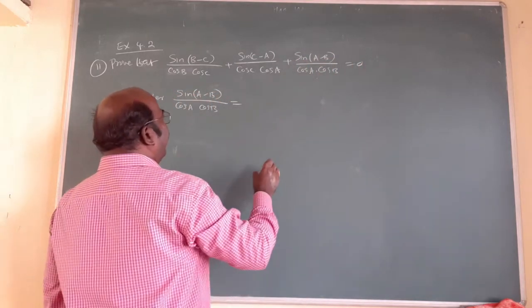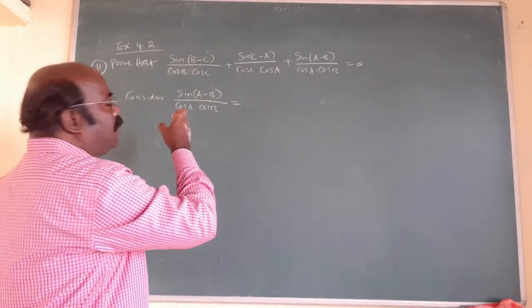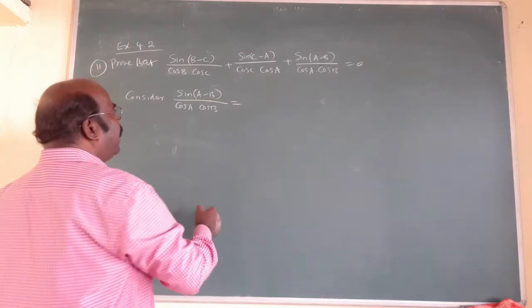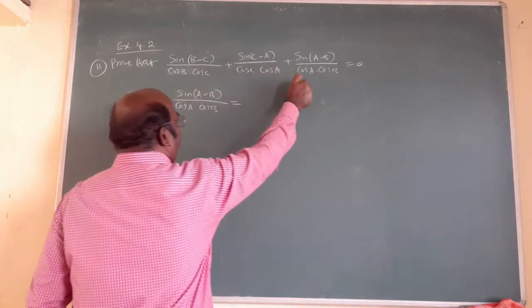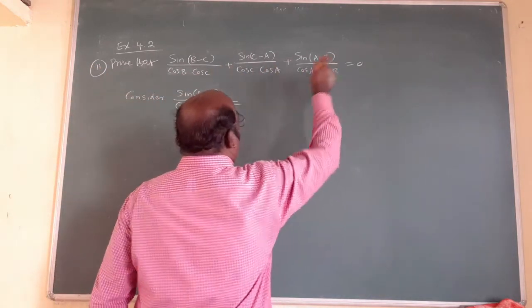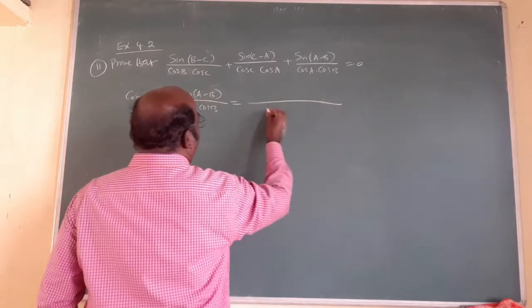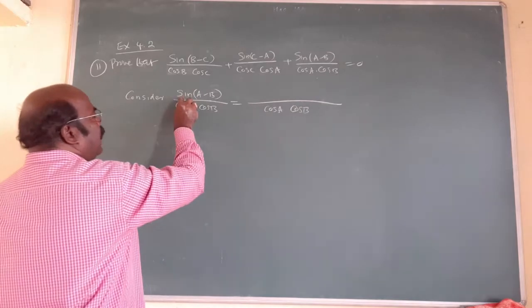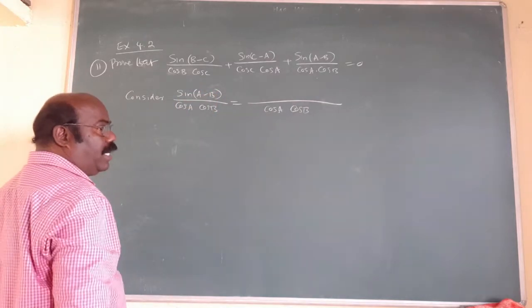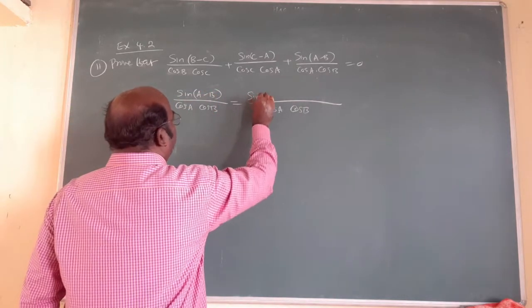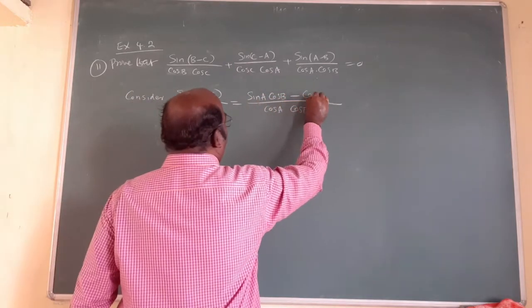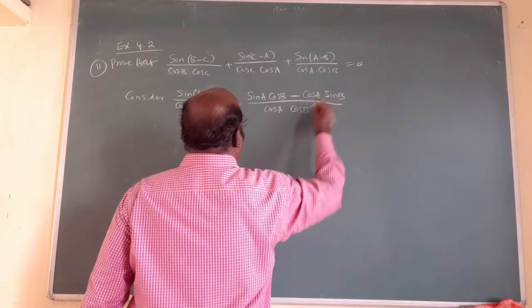Now you want to consider this problem. We need not start with LHS. A lengthy calculation will come. That's why I will consider any one of the terms. I will consider the last term because the denominator will be the same, no change. What is the numerator? It is of the form sin(a − b). What is the formula? Sin a cos b minus cos a sin b.